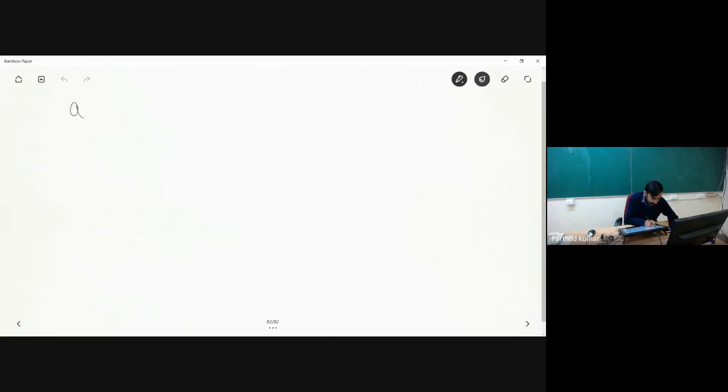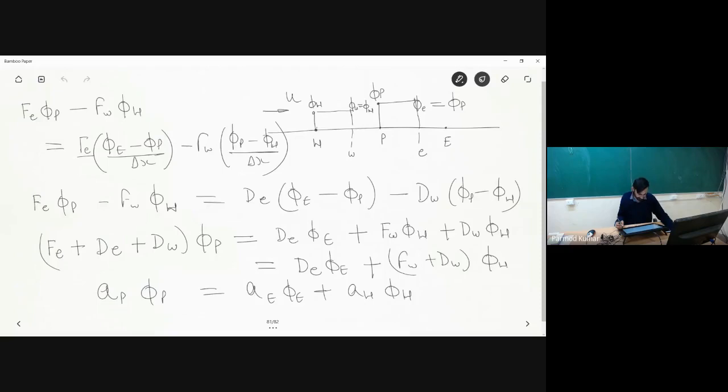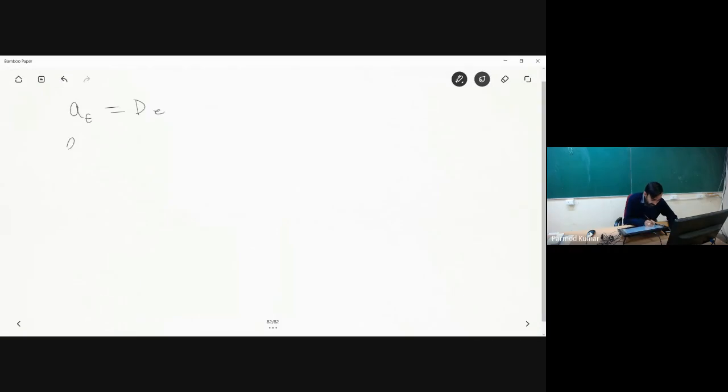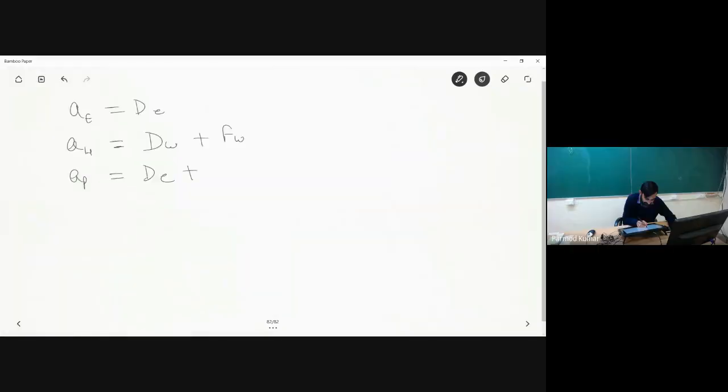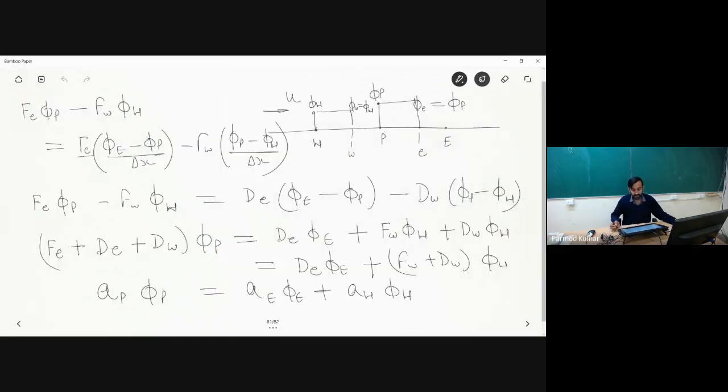What will be my AE now? AE will be equal to nothing but, what is the value for AE? DE. What is the value for AW? FW plus DW. And what is the value of AP? AP is DE plus FE plus DW. Okay. So this is how actually we can now take some scheme, and this particular scheme is actually considering the transportiveness behavior.